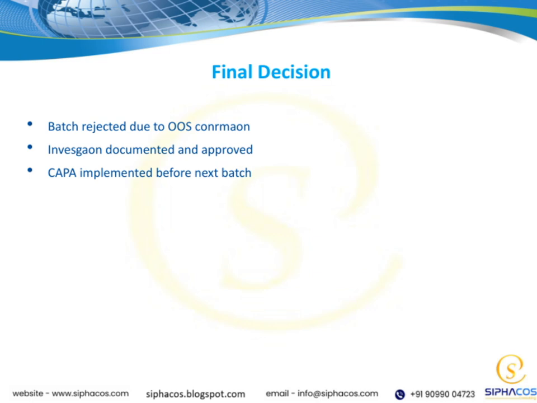Following the investigation, we implemented a corrective and preventive action, or CAPA. This is a proactive measure to address the root causes and prevent similar issues in future batches. And we didn't wait. This CAPA was put into place before producing the next batch, demonstrating our commitment to continuous improvement and quality assurance. Overall, this process highlights our rigorous approach to quality control, ensuring that every batch meets our standards before it reaches the market.